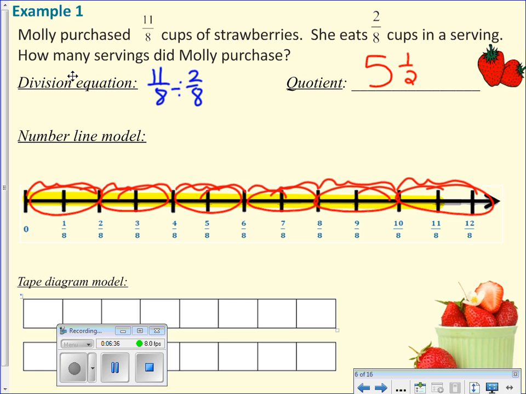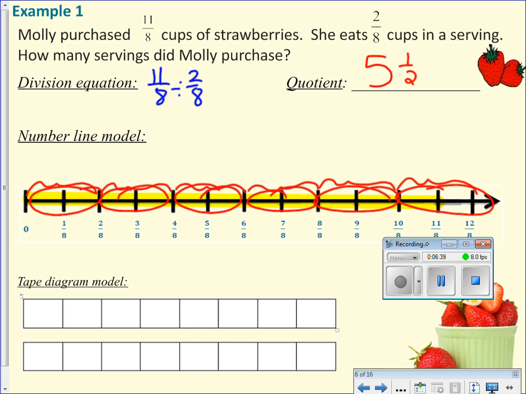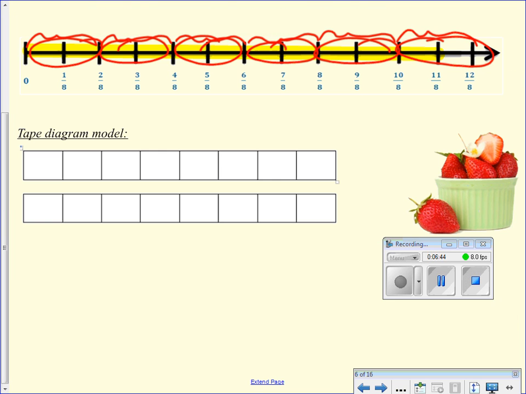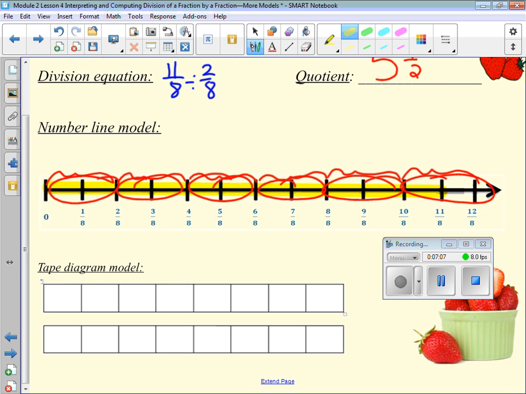All right, so now how come for my tape diagram, if I'm working with 8s, there are 2 sets of tape diagrams here? How come there are 2 tape diagrams with 8s in each? It's an improper fraction, so we have more than a whole. 8/8 is a whole. We have more than that. So we needed, here's 8, and then another 3 makes 11.